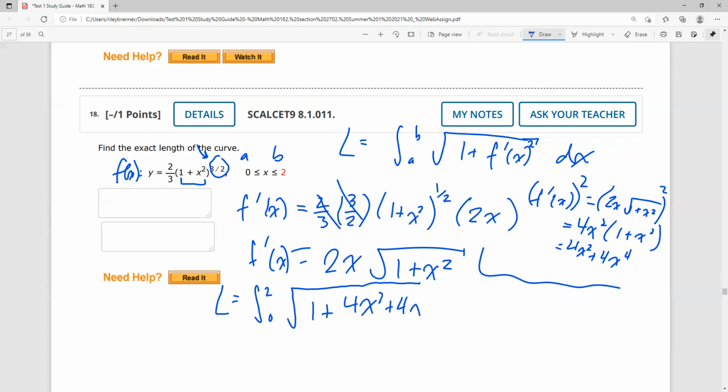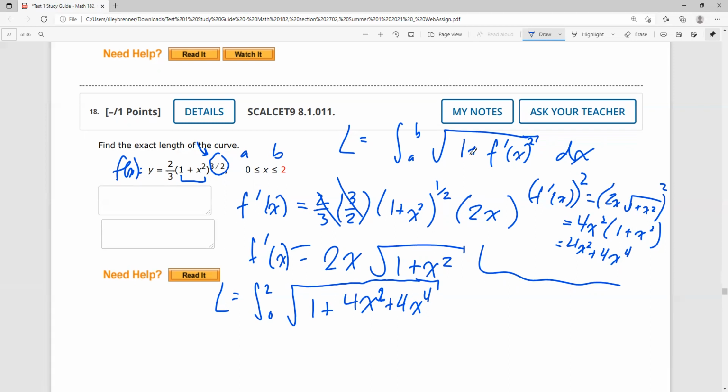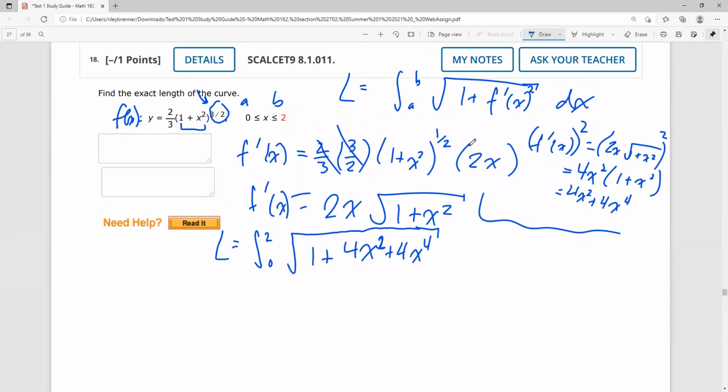So I plugged in the f prime squared. Again, I solved for f prime squared outside rather than inside. So now right here we have 1 plus 4x squared plus 4x to the fourth within that thing. And if you recognize this, this is actually a really nice quadratic because it is a perfect square. It is 1 plus 2x squared, all of that squared, right?